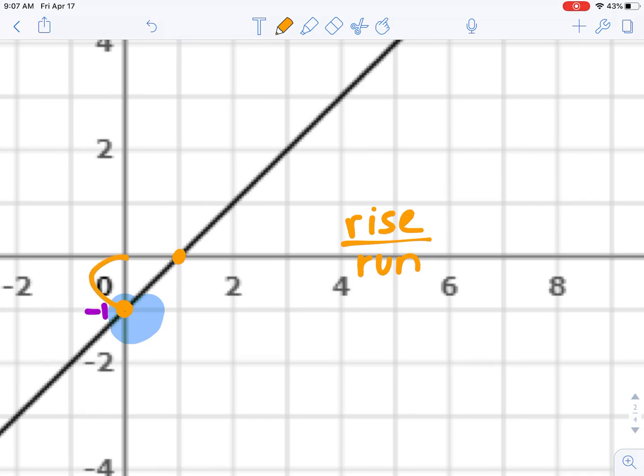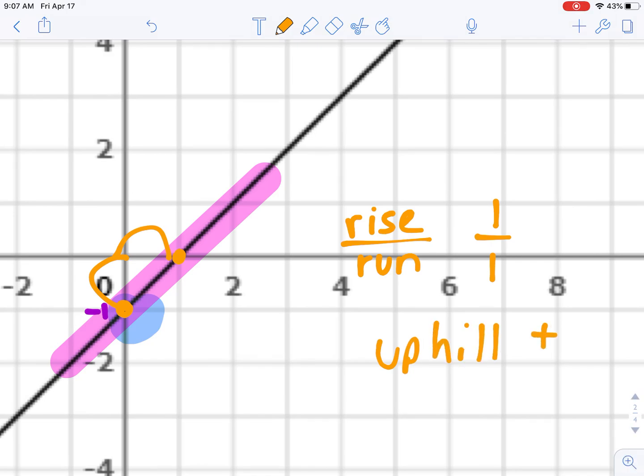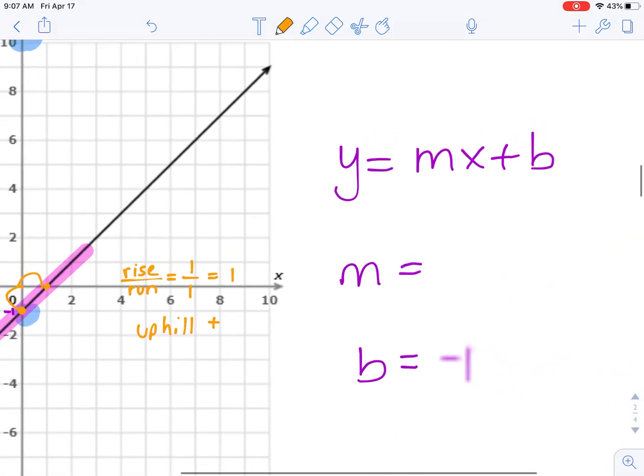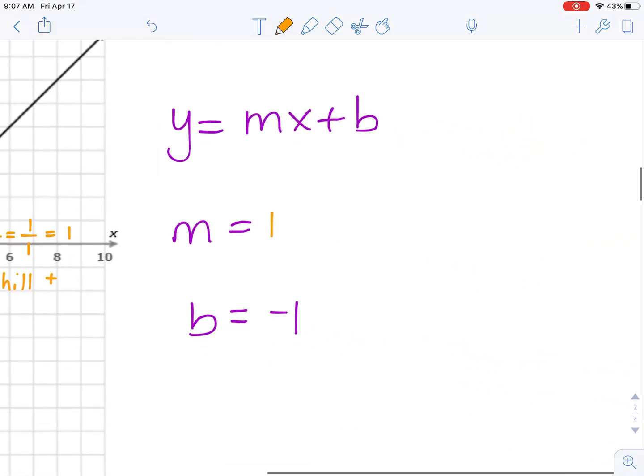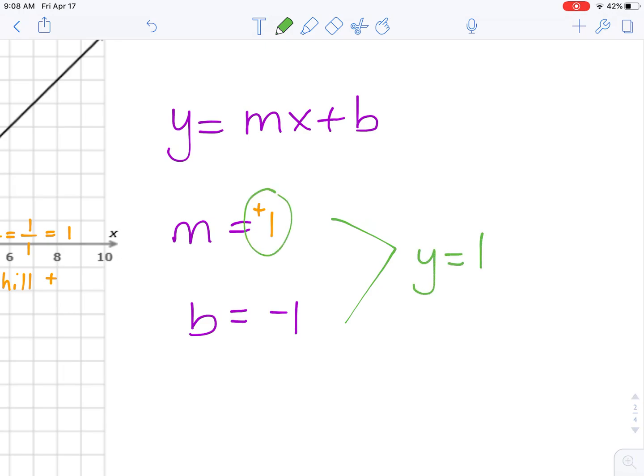Think rise over run. How much do I go up? 1. How much do I go over? 1. Is it up a hill or down a hill? This is up a hill, and uphill means you will have a positive slope. So 1 over 1 is 1, and it's going to be positive. So a positive 1. Putting those things together, let's write our equation. Y equals, our slope is 1, put your x, and our y-intercept is -1.